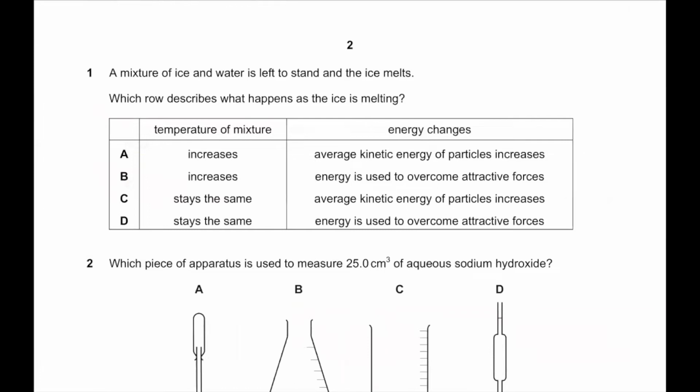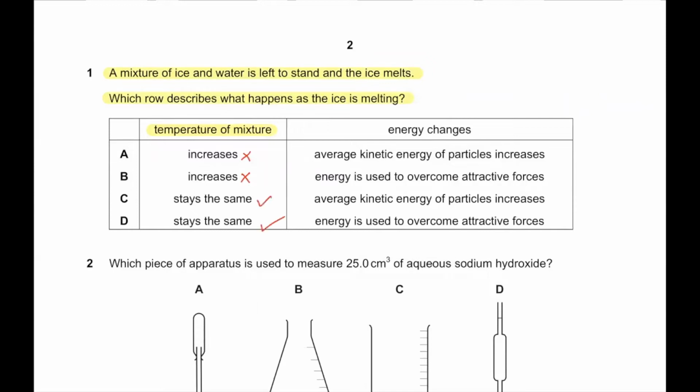Question number 1. A mixture of ice and water is left to stand and the ice melts. Which row describes what happens as the ice is melting? So, temperature of the mixture. Since the ice is melting and it is still with that particular water, the ice will keep the mixture at a temperature of 0 degrees Celsius. So, the temperature of the mixture will not increase as the ice is melting. It will stay the same.